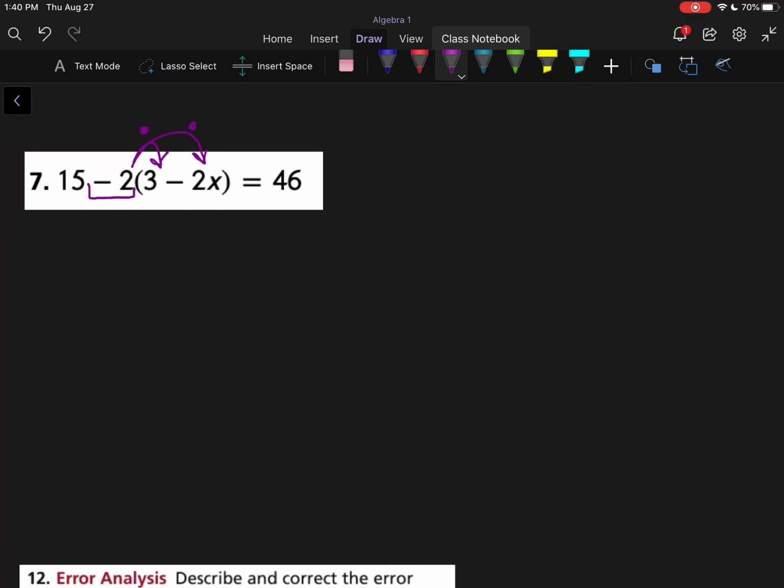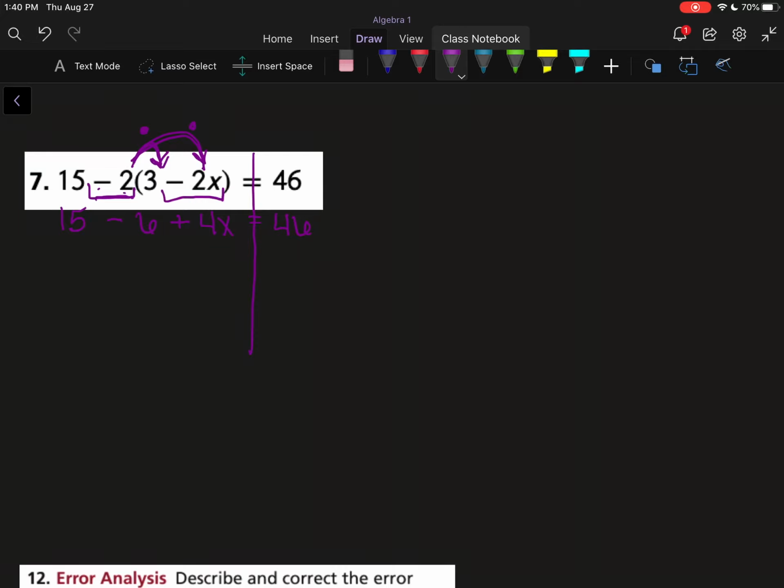So I'm going to distribute that negative 2. I'll bring down my 15. I haven't done anything with it yet. Negative 2 times 3 is negative 6. Negative 2 times this negative 2x, and negative times a negative is a positive. So that is a positive 4x, draw my line, equals 46.